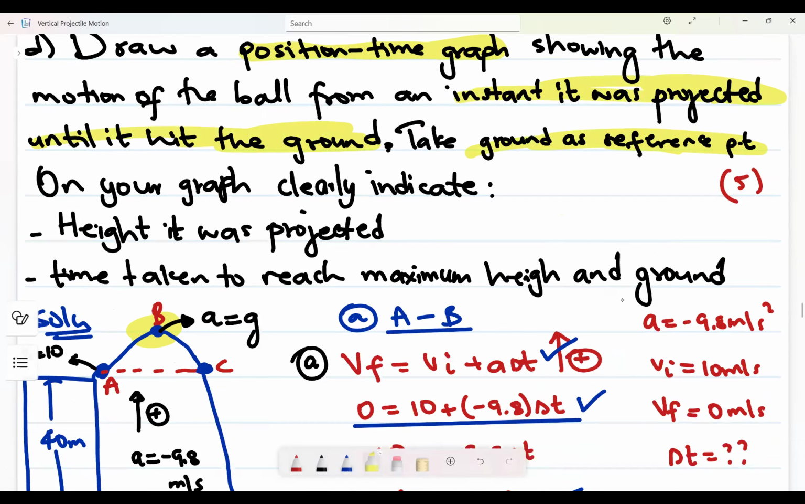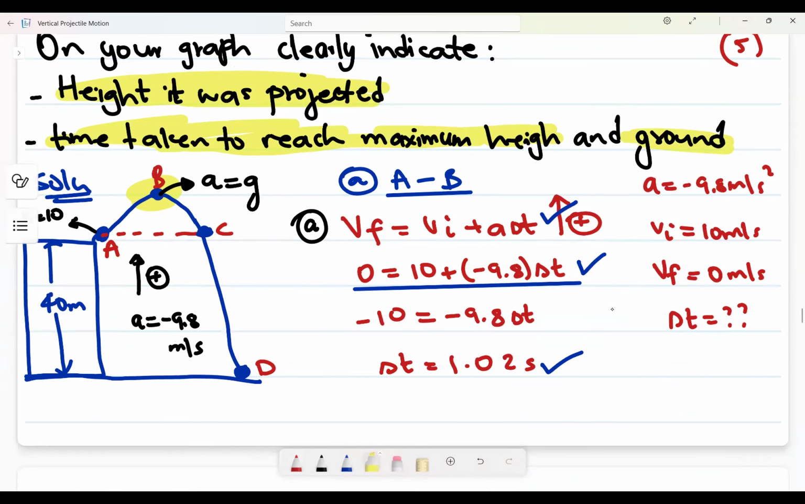Now on your graph, the examiner will tell you what to show: the height it was projected from, the time taken to reach the maximum height, and the time taken to reach the ground. Remember, I said if you have the trajectory, the path, you already have the position time graph. The examiner said take the ground as reference. So if the ground is the reference, this is going to be your x, then this will be your y, and this will be your motion.